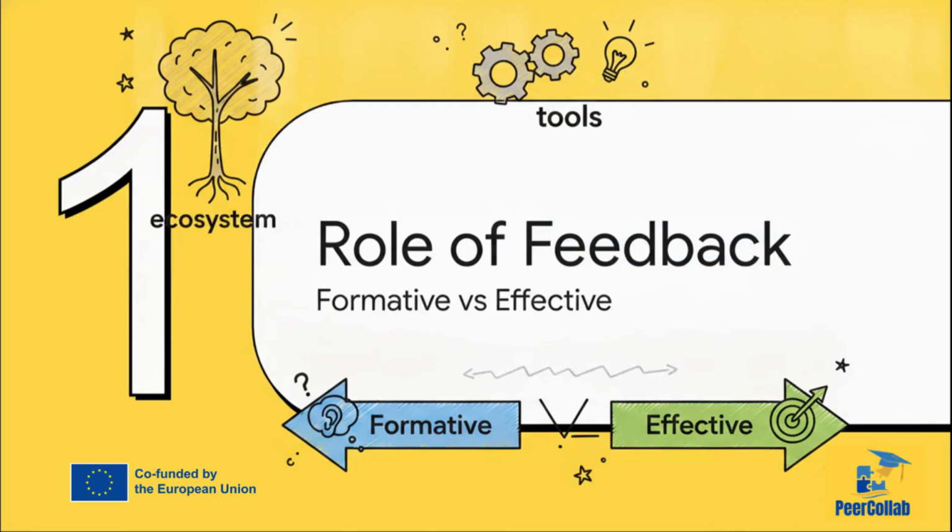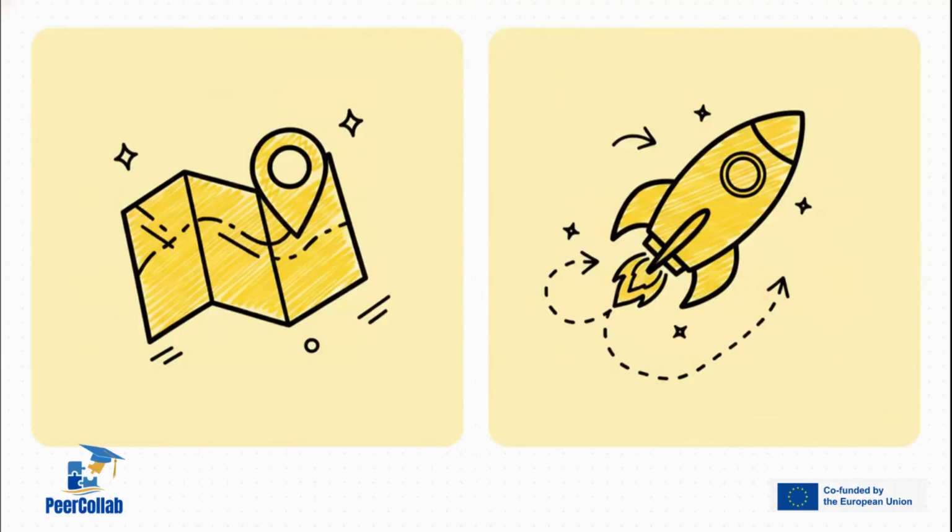Part 1. The role of feedback. Okay, to really get to the bottom of this, we first need to look at two critical tools we use every single day. On one side, we have formative assessment. As the PeerCollab framework points out, formative assessment provides essential insights into student learning. Basically, think of it as your diagnostic tool. It tells us, the teachers, exactly where the students are in their learning journey at any given moment.